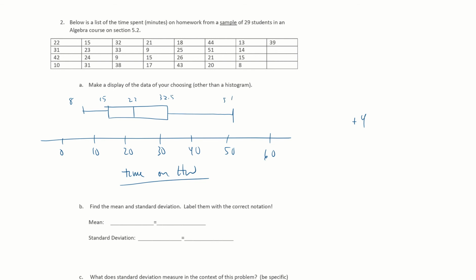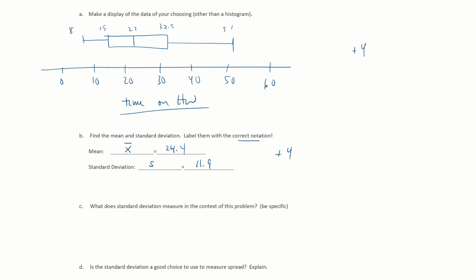Okay, I want you to find the mean and standard deviation of this. Put this in your calculator. So the mean, in notation x bar, because it's a sample, that's why I underlined it, is 24.4. And the standard deviation is s for sample, sigma is population, 11.9. That was 4 points, 1 point for each answer.